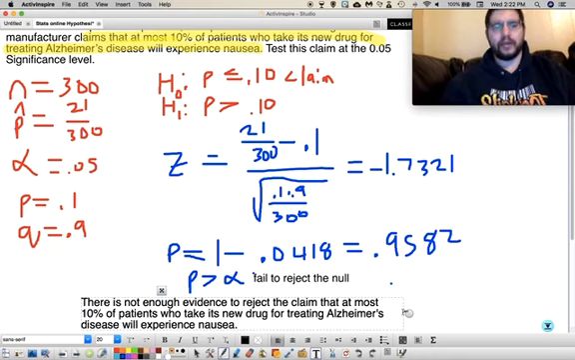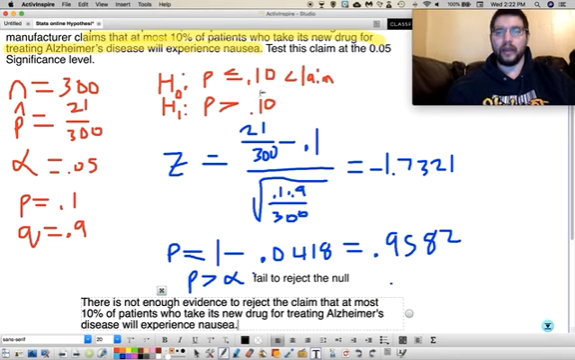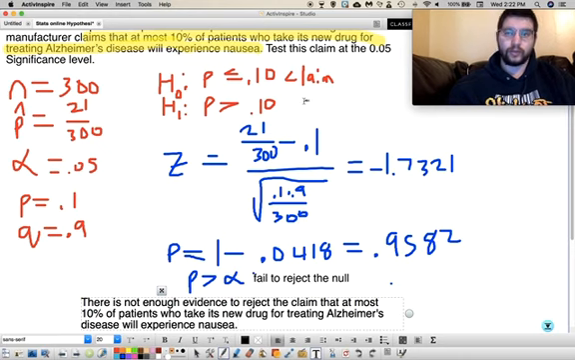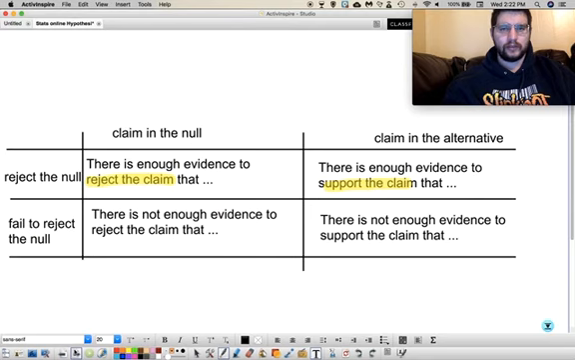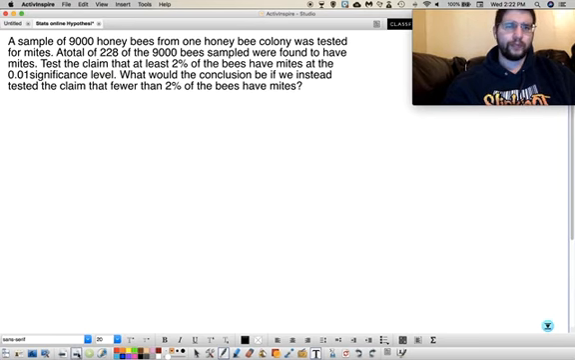So really this doesn't help out the company, does it? It's just saying, yeah, we can't say that that's false, but it doesn't say it's true. That's why whenever you're testing a product like that, you're going to want to put your claim in the alternative so that you can say, oh yeah, it's true. It really is less than 10%. Okay. So again, there was this reasoning behind why our claim is usually going to be in the alternative if we're trying to support something. Usually we're trying to support something.